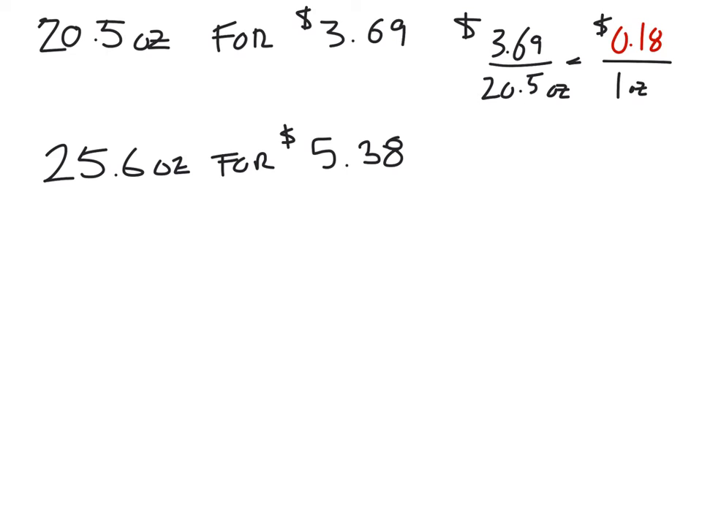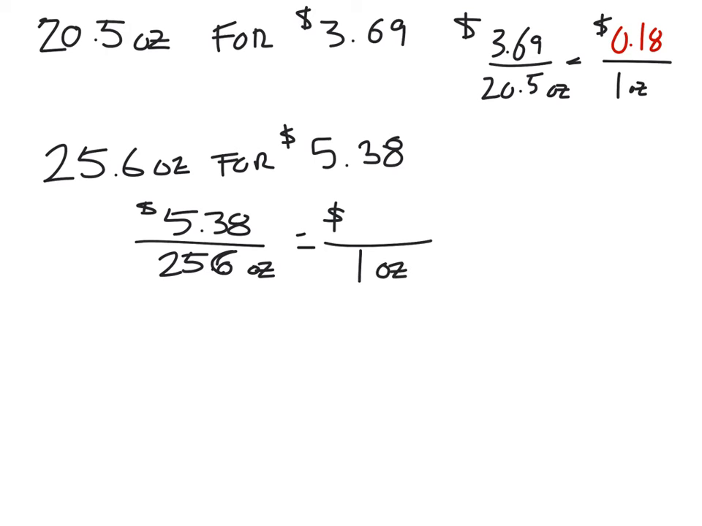Now on this next one, we'll do the same thing, except we got $5.38 for 25.6 ounces, and we want to know how much it will cost for 1 ounce. So we'd divide the two and find that this one is about 21 cents per ounce. Now the thing that's unusual about this is you usually buy bigger boxes because it's supposed to be cheaper per ounce. But unfortunately that is not always the case. So you have to be careful and make sure that you buy boxes that are actually a better deal. But yes, the 20.5 ounce box is the better deal.